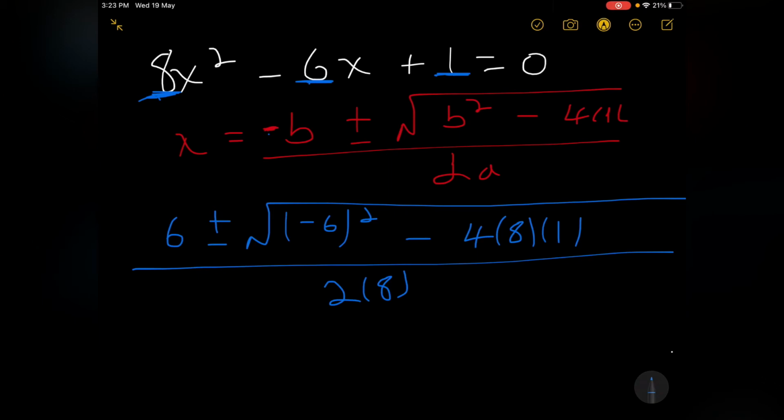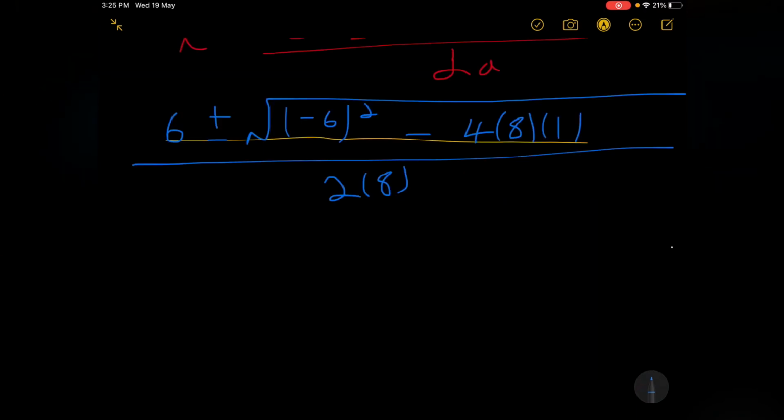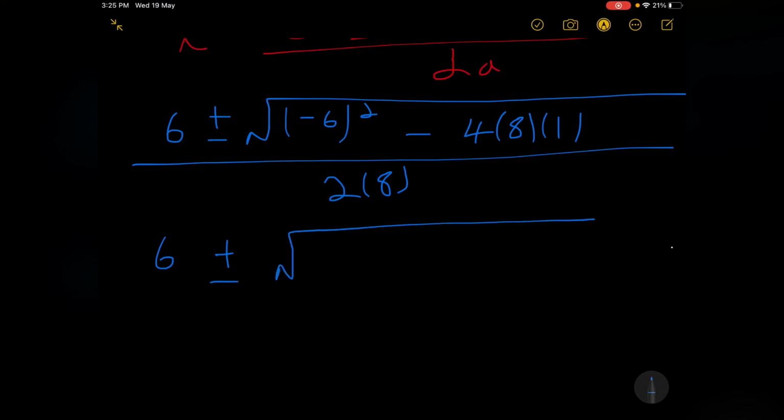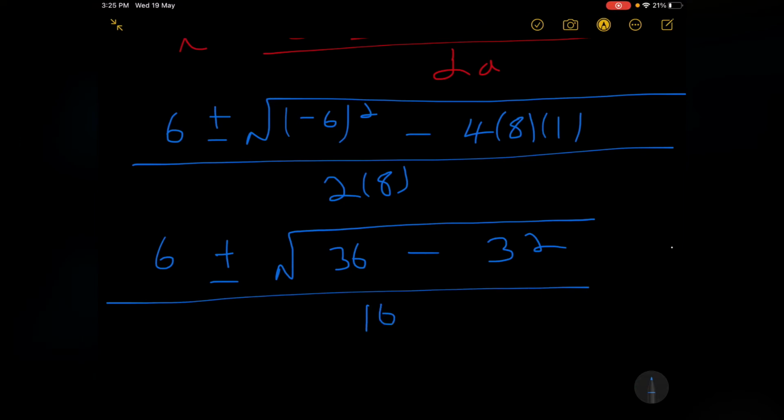Now, depending on what calculator you have, or if you are allowed to use a calculator, you can do a direct plug-in and get your x right here. But if for some reason you have to show working, let me show you how you do that. You are going to write back the 6 as is, plus or minus the square root of 36, because negative 6 squared would be 36. It's negative 6 times negative 6. Minus 4 times 8, which is 32, times 1. So this would be 32 still. All of this is over 16, which is 2 times 8.